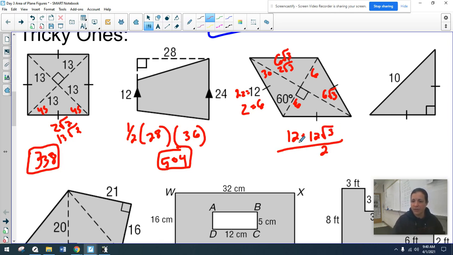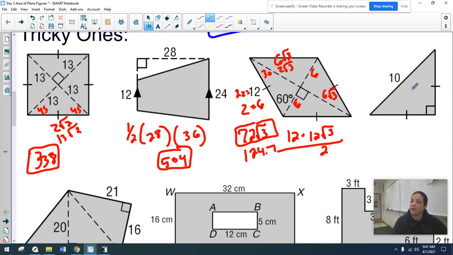So you can do a couple of things. You can do the 12 times 12 to get the 144, and then divide it by 2 to get 72. So I would accept 72 square roots of 3. Or if you wanted to do the decimal, it would be about 124.7. I would recommend this one, but just in case, just so you can see both of them. We keep bringing back the 45, 45, 90s and the 30, 60, 90s because you need it.